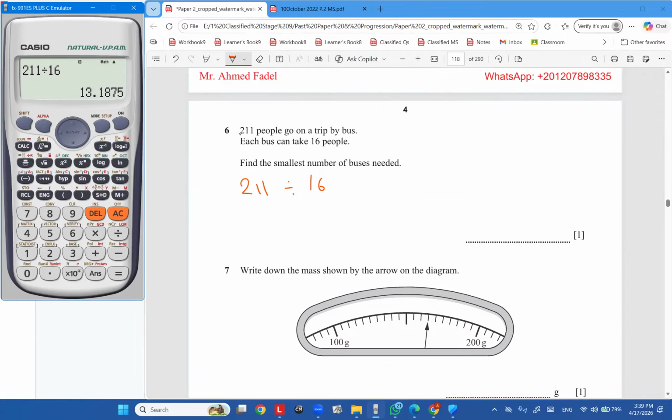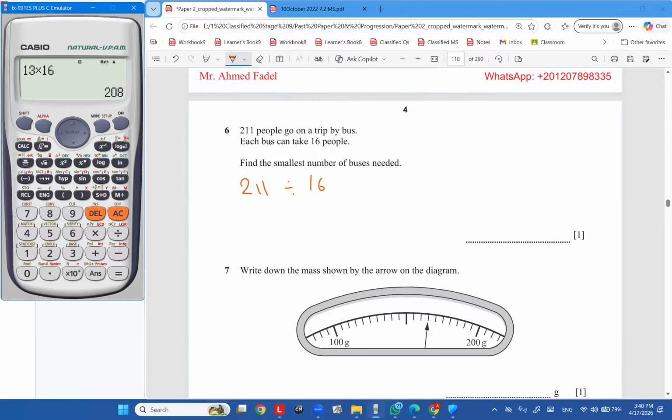We cannot do that because they told you that we need to take the 211 people. So the smallest number of buses that we need is actually 14 buses. Don't think about 13. 13 is not going to take 211. Look at that. If you say 13 buses, each bus takes 16, that's 208. You left 3 people out.